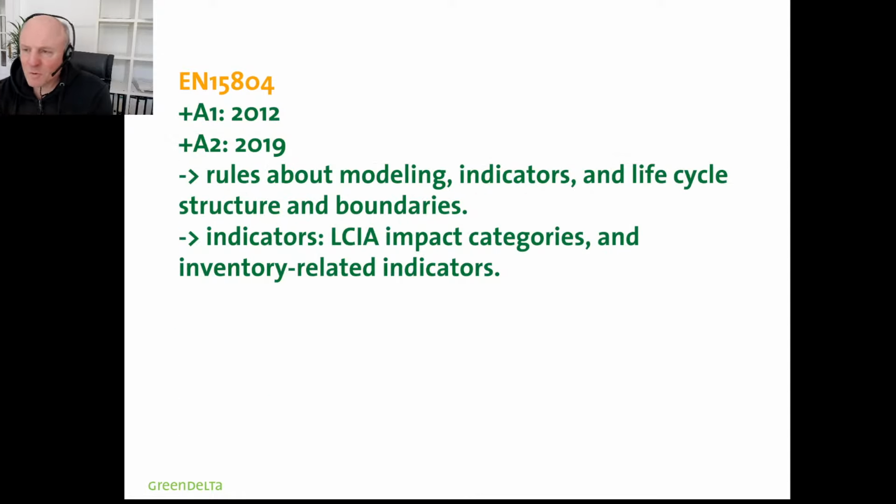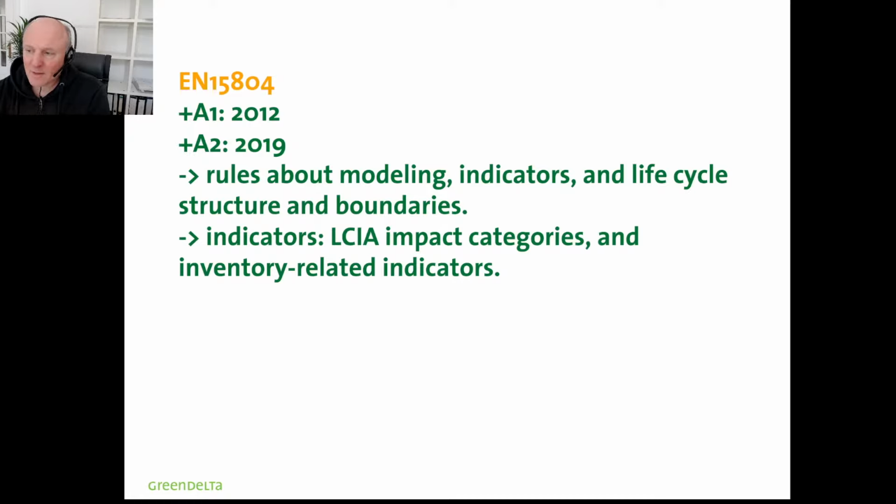I don't want to go too much into details here, because it can become very technical. But if you are working in this field, then you know that there is the EN15804 version from 2012, which is often abbreviated as Annex A1, and the more recent Annex A2 from 2019, and a German translation was made available in 2020. Basically this norm contains rules about the modeling, the indicators, and lifecycle structure and boundaries that need to be observed when making EPDs in the construction sector.